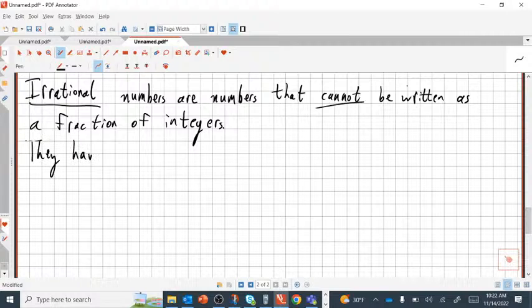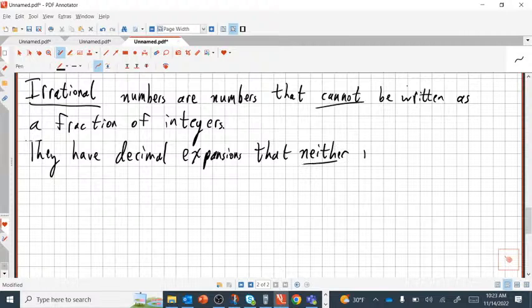They have decimal expansions that neither repeat nor terminate, which makes sense, because if they did repeat, you could multiply them by something that's really big and annoying to get the repeating parts to line up, subtract both sides to get all the repeating parts to go away, divide, and then just turn that into a fraction of integers, right? Just like we were doing before. It's an annoying process, but if it repeats, you can do it.